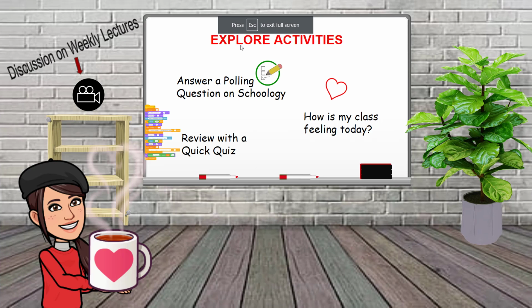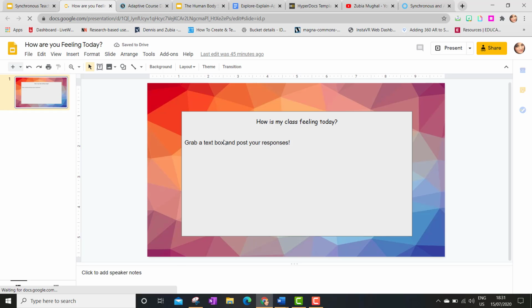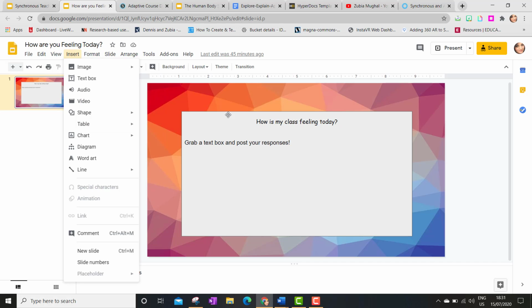Okay, so let's begin with the explore activities. In the explore activities, you could do any of these. You could begin with how's my class feeling today? If I click here, it takes me to a Google document and I say grab a text box and post your responses. This is very famous in K to 12. Sometimes they call it a tweet board, where each student has access to this document while the teacher is talking.